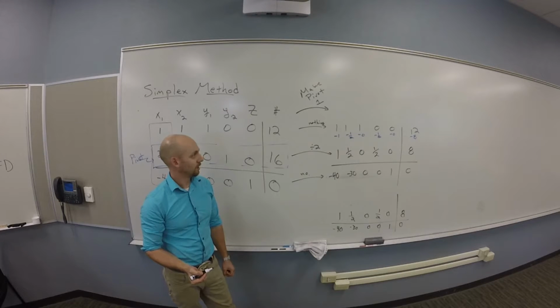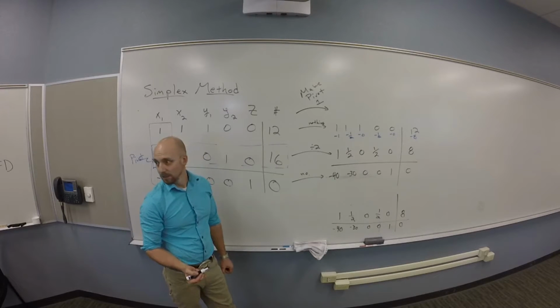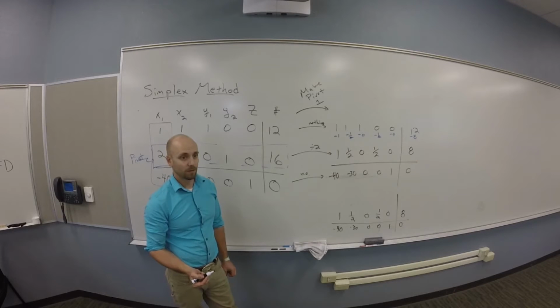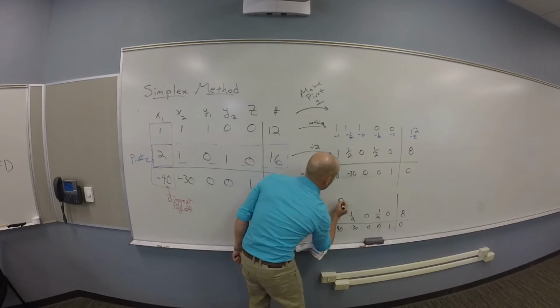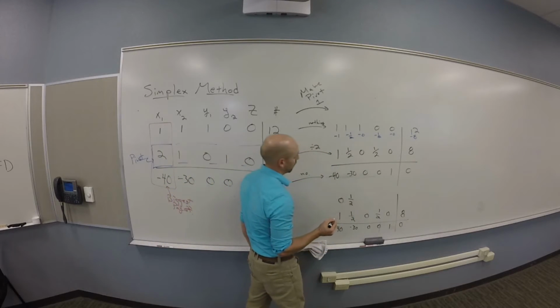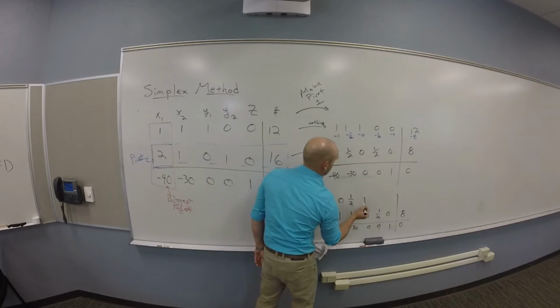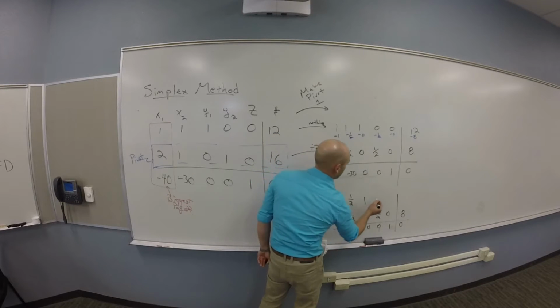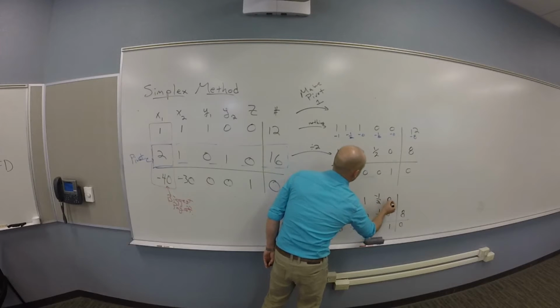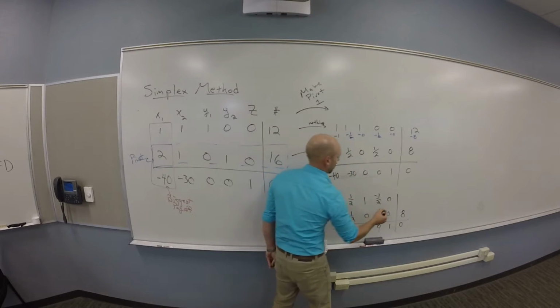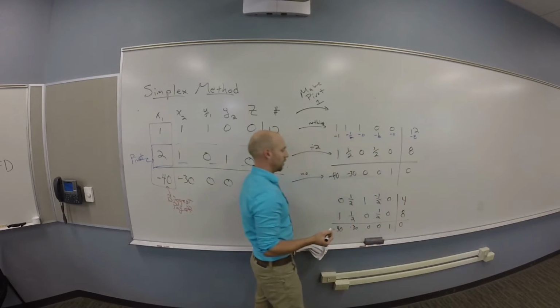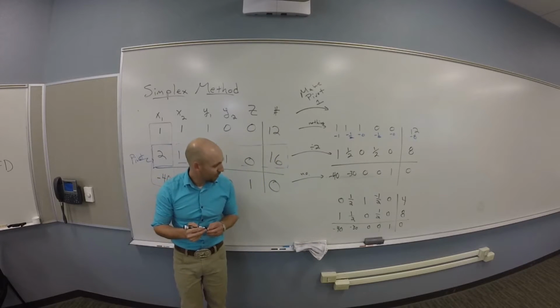Okay, now what? Top row? 0, 1/2, 1, negative 1/2, 0. Okay, so what did I do?